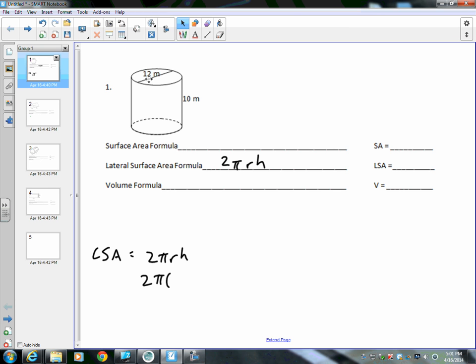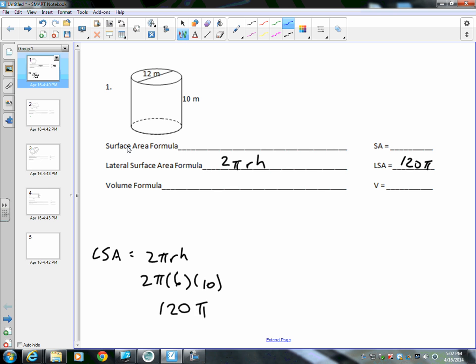Well, this is all the way across, which is called the diameter. How do you find the radius? You take this number and you divide it by 2. So 12 divided by 2 is 6. Then we have our height. Our height, in this case, is up and down, which is 10. So we say 2 times 6 times 10. We end up with 120 pi. And that's our answer for the lateral surface area.